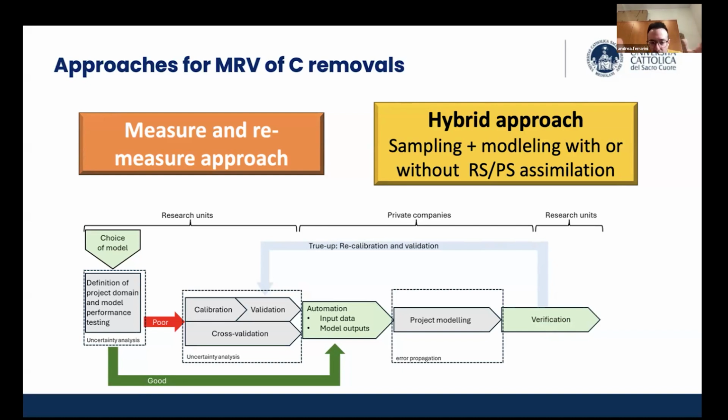So the project developer can use a simplified, user-friendly version of this model to do their modeling. But then at the end, the research unit comes back again to select the sampling points to verify the model estimates.